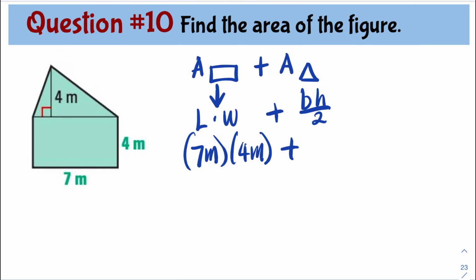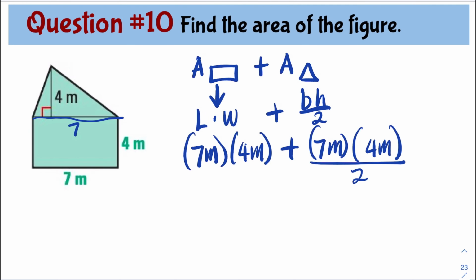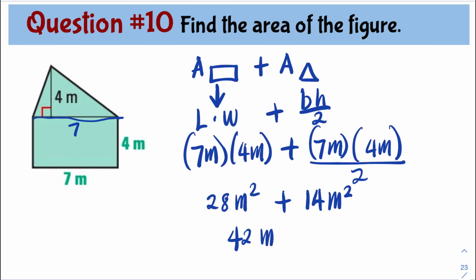So in this triangle, the base here is 7 meters. The height is 4 meters, and then we divide by 2. So 7 meters times 4 meters is 28 meters square, plus 7 meters times 4 meters is 28 meters square, and 28 divided by 2 is 14. So we have 14 meters square. So the area of the rectangle is 28 meters square, and the area of the triangle is 14 meters square. So the total area here is 42 meters square.